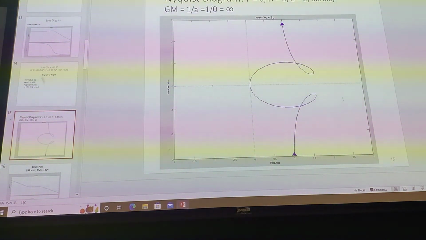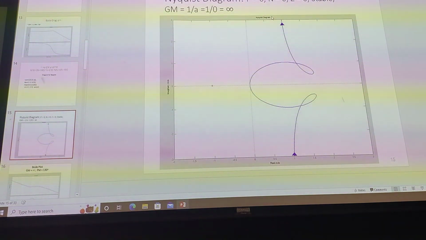The gain margin, when it cuts the real axis at 0, so the gain margin given by 1 over A will be infinity. So the gain margin is infinity for this system.